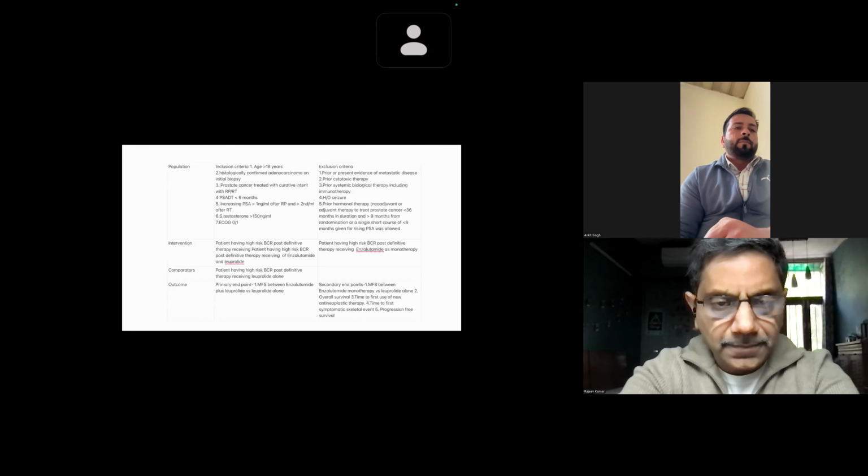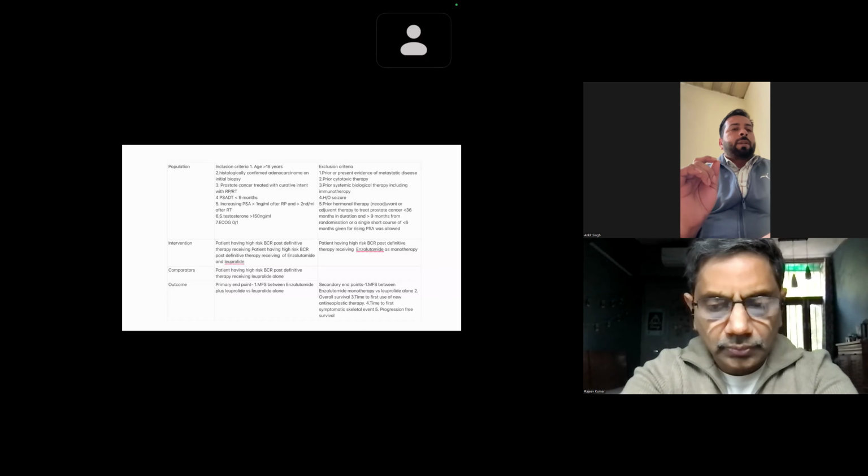Regarding the methodology, they included the population, which was non-metastatic patients having high-risk prostate cancer, biochemical recurrent prostate cancer having PSA doubling time less than 9 months with no evidence of metastasis on conventional CT and MRI. Inclusion criteria consisted of all patients more than 18 years with histologically confirmed diagnosis of adenocarcinoma of the prostate. Patients had received previous therapy with curative intent in the form of radical prostatectomy and radiotherapy.